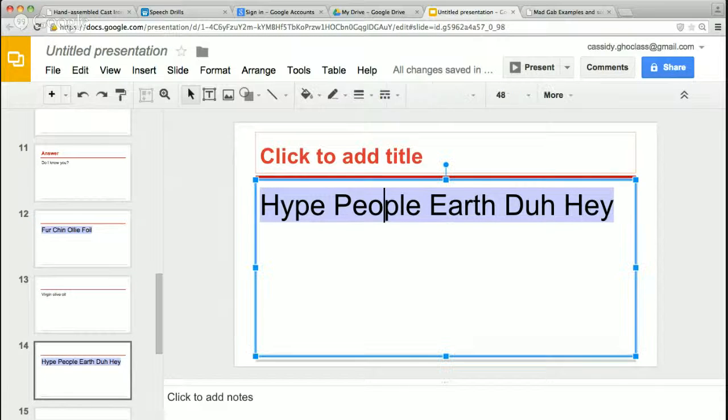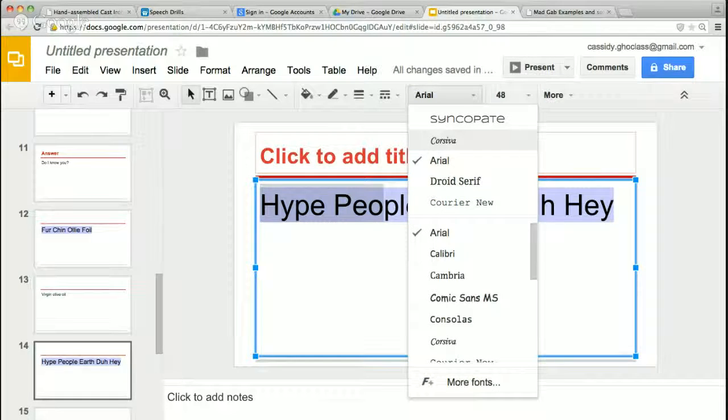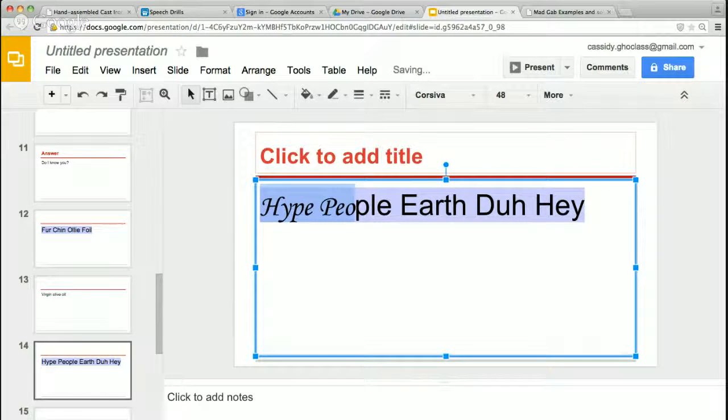I'm going to make this side one word. I'll give you some hints. I'll make it a different font. This is one word, and then this is another word.